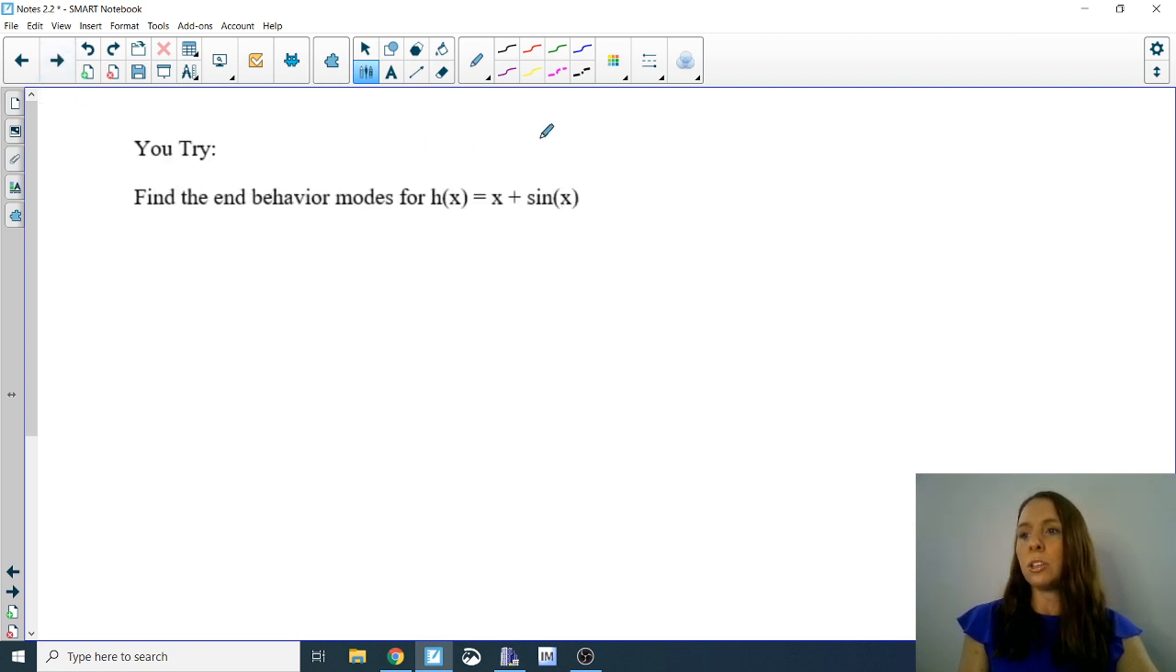I encourage you to try this. You try where you're again looking at, there's a typo there, end behavior models for h of x equal to x plus sine of x. It's a pretty fun one, but I'm going to leave that one for you to try, and you can talk to me about it. We'll probably, if you're in my class, talk about it at some point, hopefully.